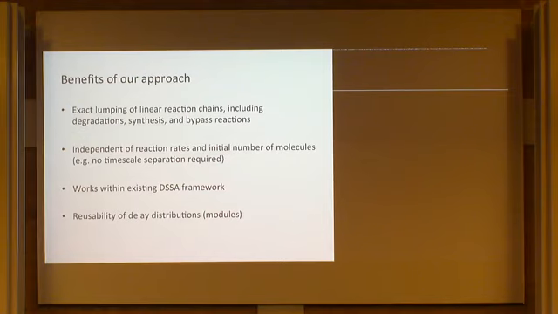It works within the existing DSSA framework, and the nice thing is that it's reusable, so we can think of modules, or we can think of a linear chain that we replace by a delayed reaction in any other non-delayed one. Because otherwise, if we only look at the linear chain, then obviously we already know the solution of the chemical master equation, which is simply a convolution of multinomial distributions with a Poisson distribution, which has been shown some time ago by Huizinga and Janke.